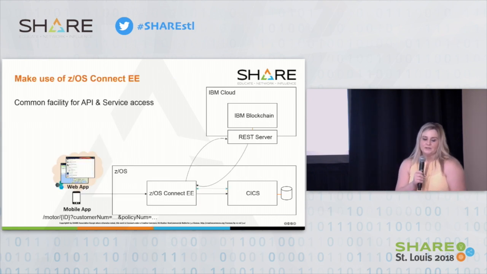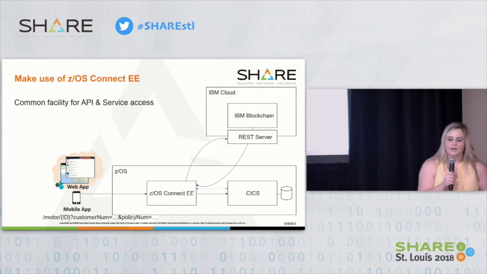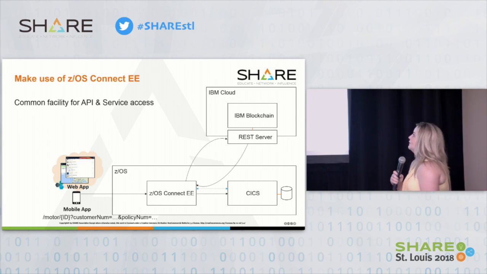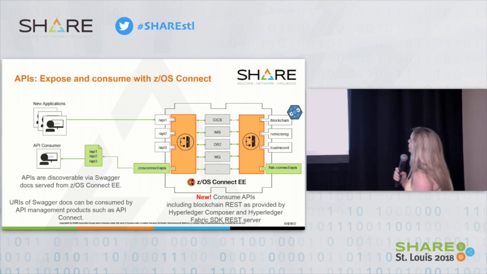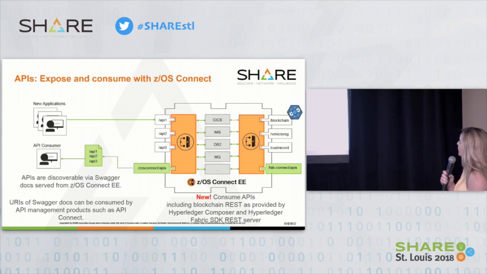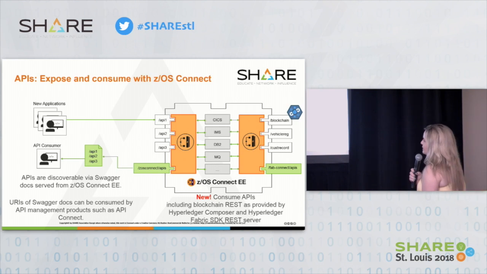So if you want to use z/OS Connect Enterprise Edition, you've got to be able to use that to talk to the REST servers. So your mobile app is going to potentially talk to z/OS Connect. It could then talk to the blockchain REST server, and it could also talk to something like CICS. Your mobile app could also just directly call the REST server to blockchain. So your new applications, it's showing various different APIs. z/OS Connect will interface with CICS, IMS, DB2, and MQ. The APIs are discoverable via Swagger.